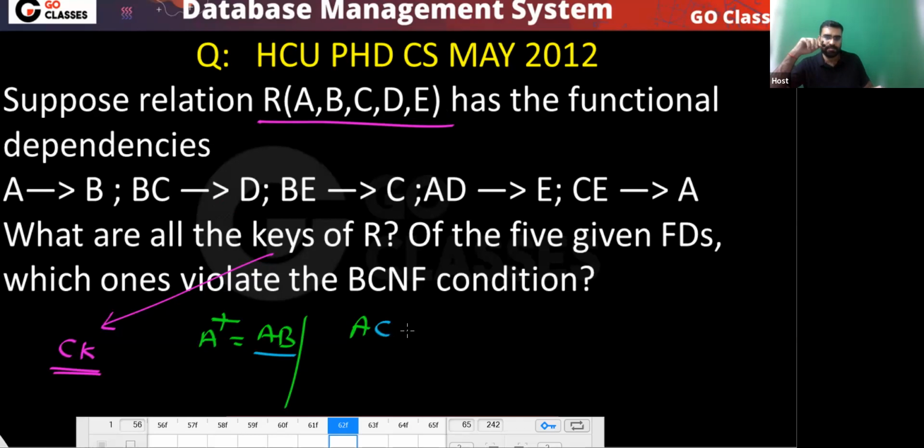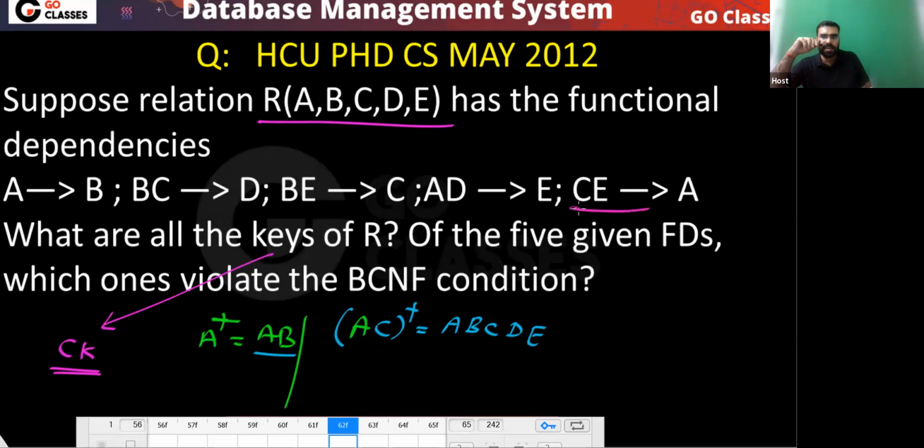So let's check the AC closure. A will give you AB, with C this is ABC. Now BC will give you D. Now AD will give you E. So everything you got.